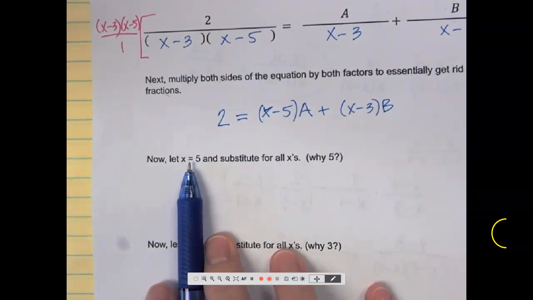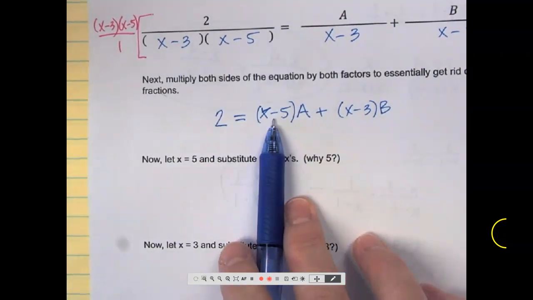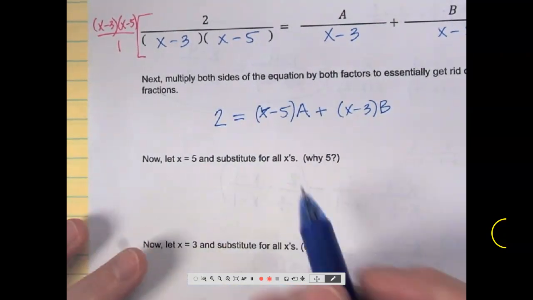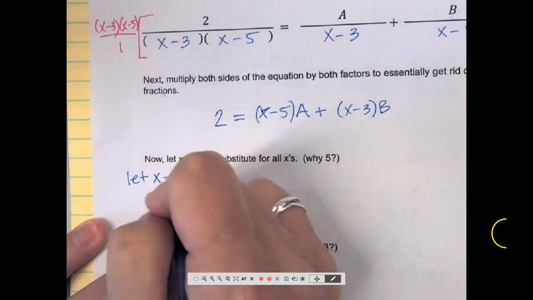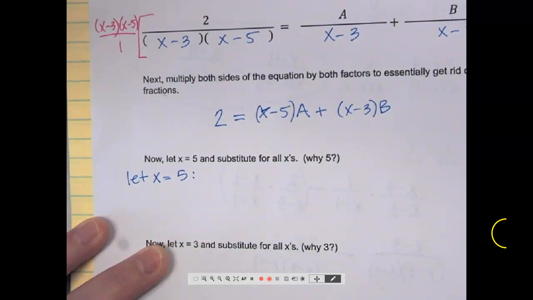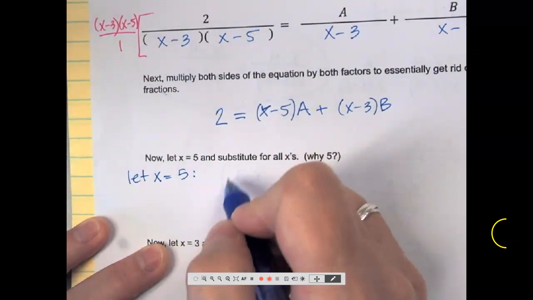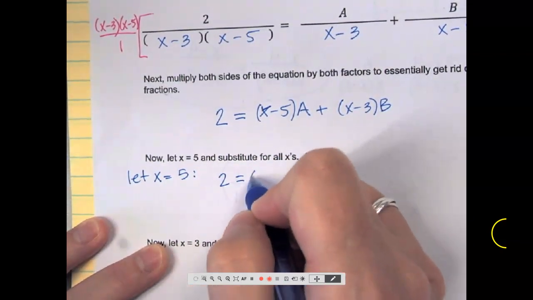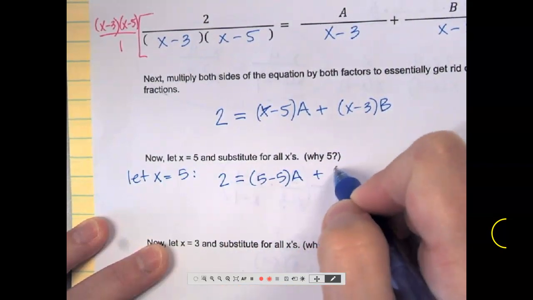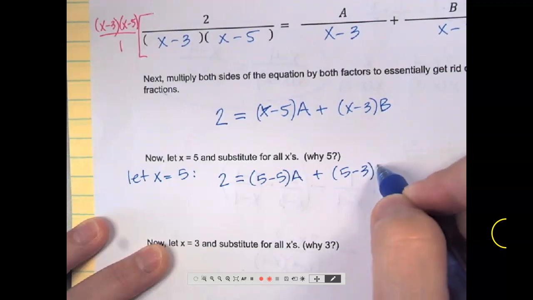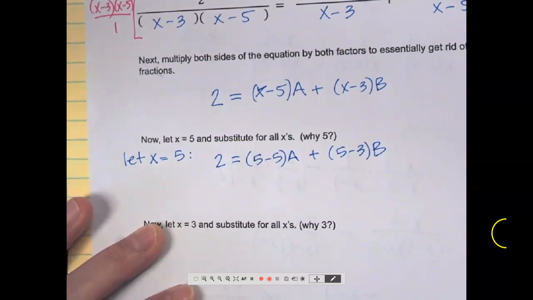Okay, so that wasn't a random number I just drew out of the sky. I chose a number that would make this factor 0. Okay, so for everything, any place there's an X, we're going to let X equal 5. So this equation becomes 2 equals 5 minus 5 times A plus 5 minus 3 times B.